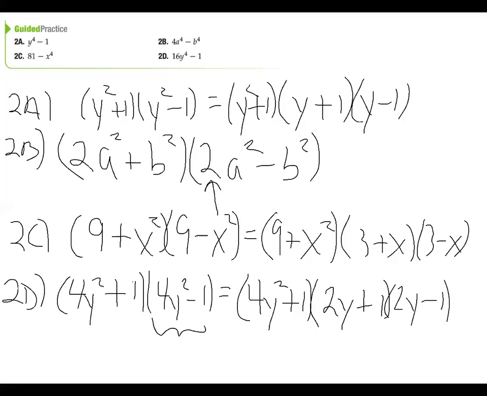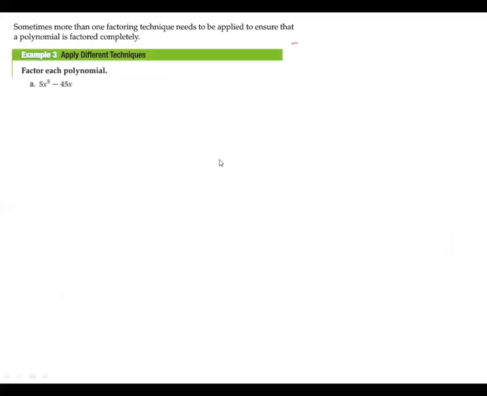Sound good? All right. Sometimes more than one factoring technique needs to be applied to ensure a polynomial is factored completely. So let's try these ones. 5x to the 5th minus 45x.